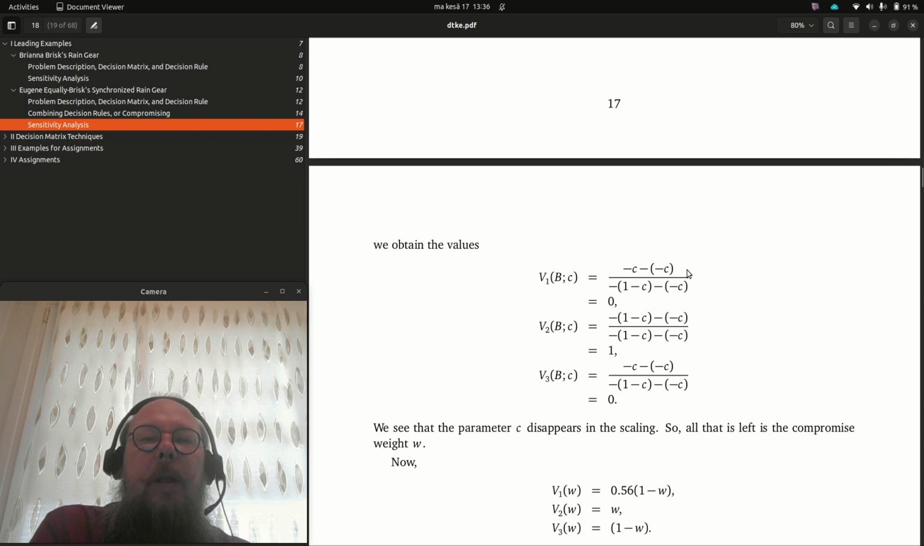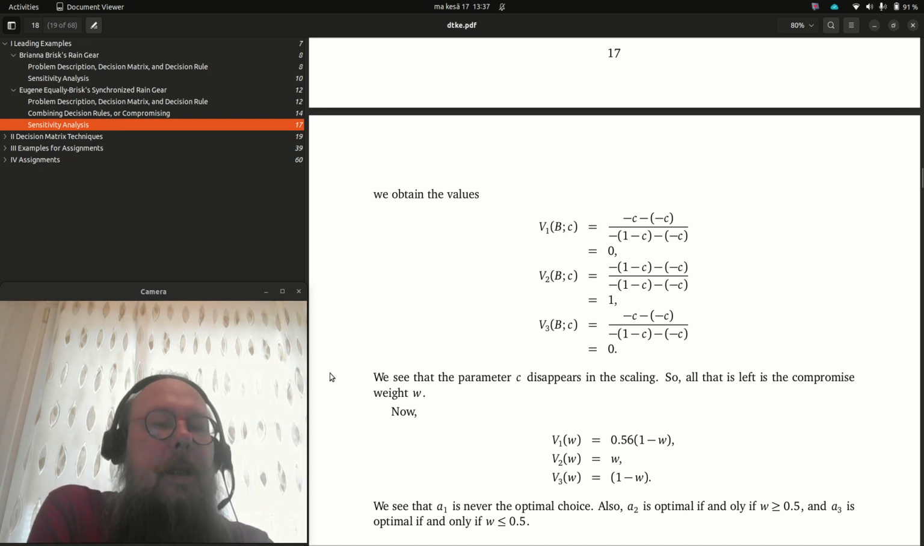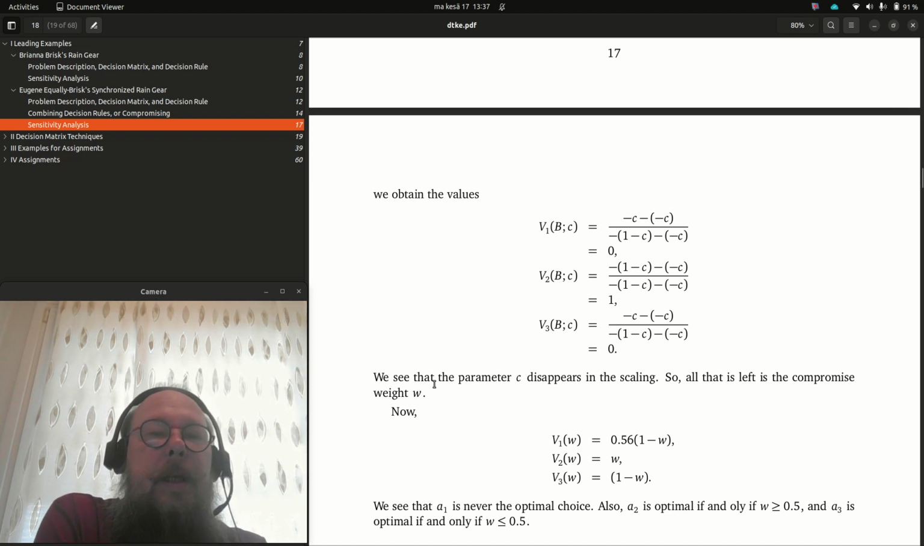And once you calculate this, so you open the brackets and you see that in the end, well, here you see minus C minus minus C, which is minus C plus C, it's 0. So the value for the alternative 1 is 0. Value for the alternative 2, you just open these brackets and you see that there's only 1 coming out. And finally, for the third alternative, you get the 0. So it so happens nicely that this situation is not at all sensitive to the parameter C. It disappears. So there is one maximal 1 and 2 minimals, they are 0.